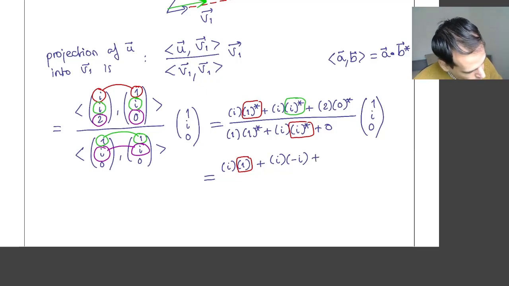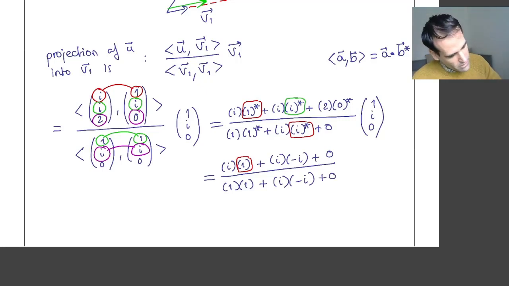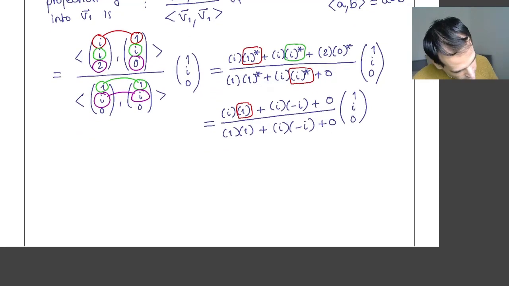Plus 2 times 0, that's 0. Divided by 1 times the complex conjugate of 1, which is 1. Plus i times the complex conjugate of i, and that is minus i, plus 0. And now we multiply this by 1, i, 0. So next we just do this addition. So this is i times 1, that's i. And then plus i times minus i, that's plus 1. So it's i plus 1, plus 0.